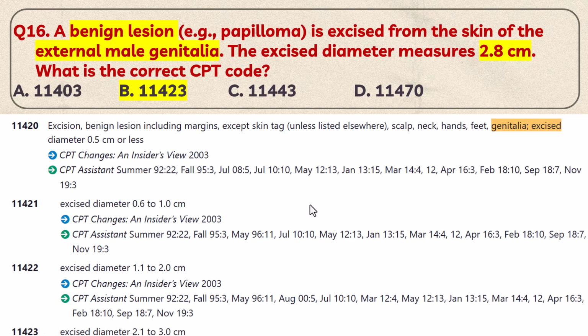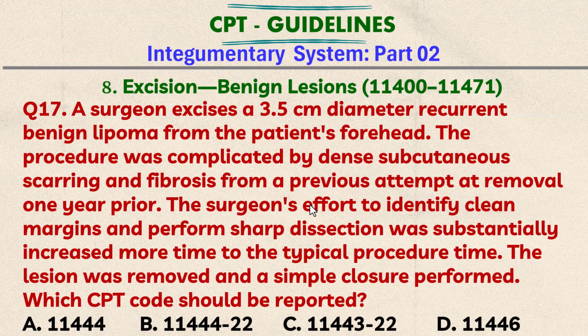Let's see some complex question. Question number 17. A surgeon excises a 3.5 centimeter diameter recurrent benign lipoma from the patient's forehead. The procedure was complicated by dense subcutaneous scarring and fibrosis from the previous attempt at removal 1 year prior. The surgeon's effort to identify clean margins and perform sharp dissection substantially increased the time compared to the typical procedure time. The lesion was removed and a simple closure performed. Which CPT code should be reported?